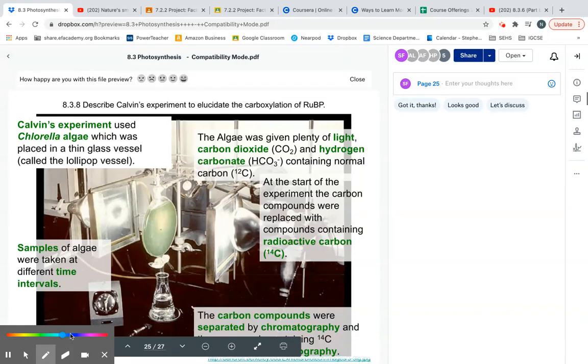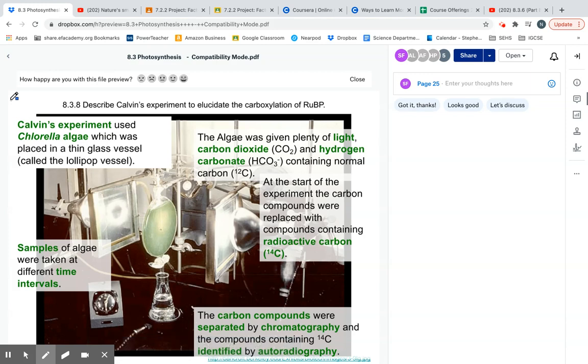So this dude named Calvin, he did this cool experiment, which is called the lollipop experiment, which we'll talk about in a second, to show how carbon is added to ribulose bisphosphate. So that's basically what we're going to show here. And there's two scientific techniques that allowed him to do this. But let's just look at the setup here real quick.